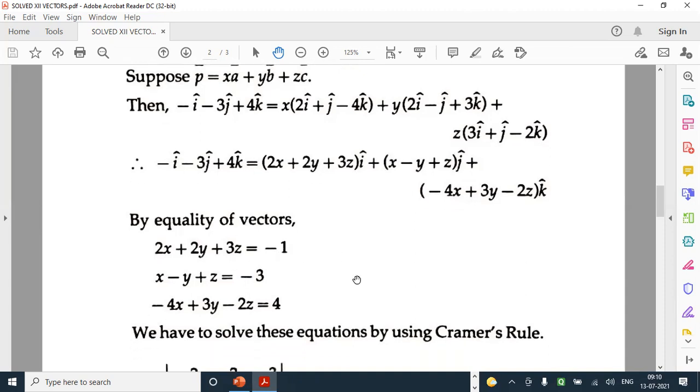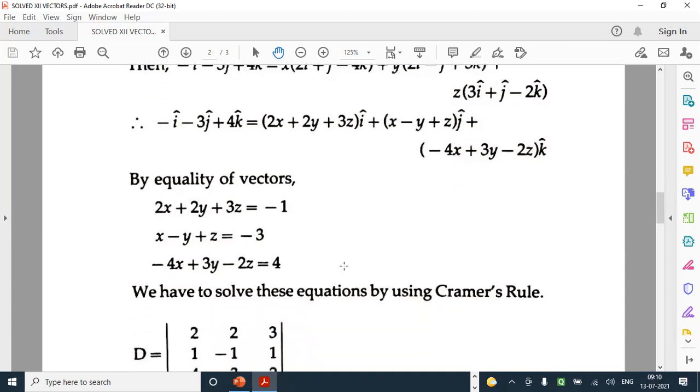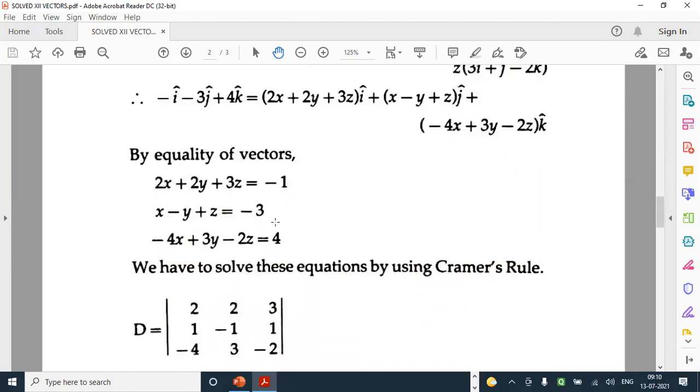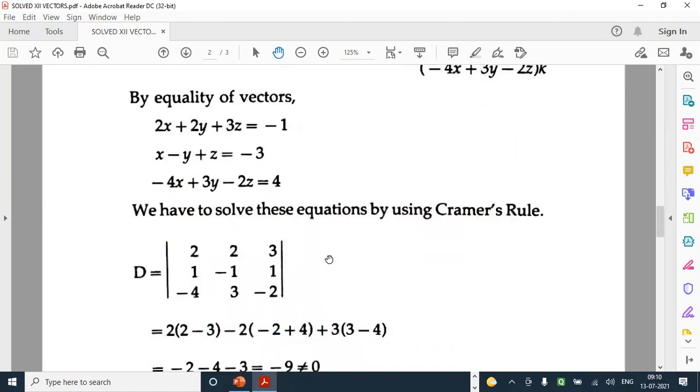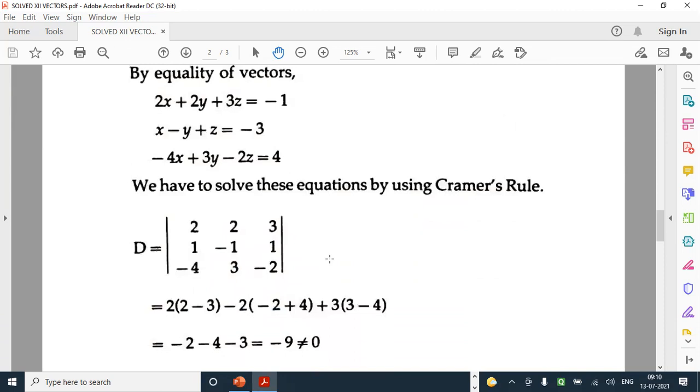It is better that you use Cramer's rule for this. So what is D? It is the determinant of coefficients of x, y, and z. It comes out to be minus 9, not equal to 0. So we can solve these equations.